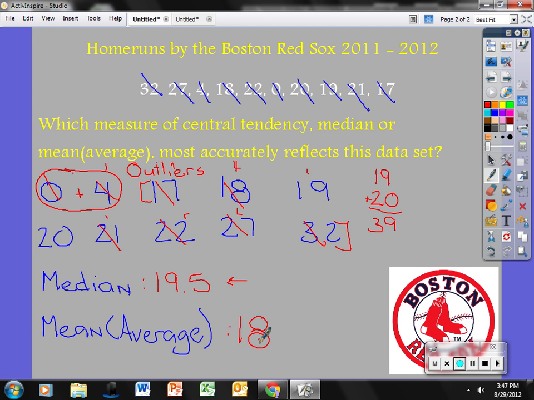Especially with determining which most accurately reflects a data set, as you begin to work with more numbers and calculate more means and averages and figure out medians, you'll get a better taste and a better feel for this. But hopefully this video helps you.